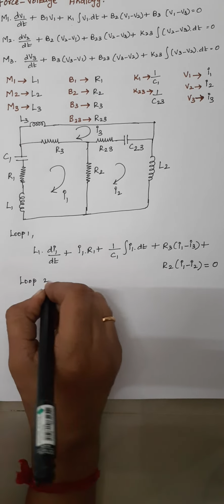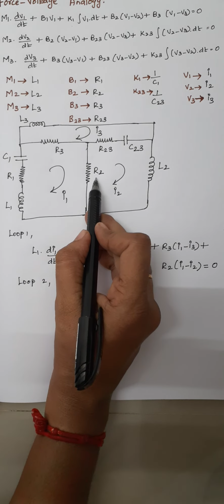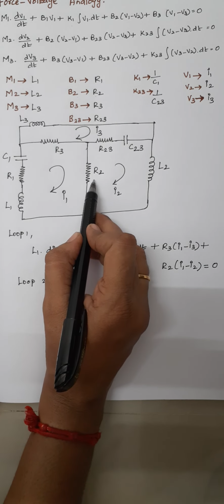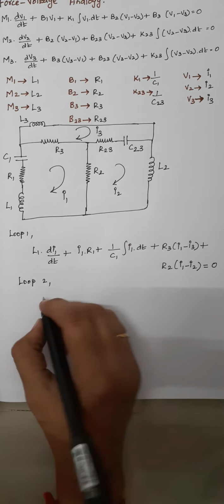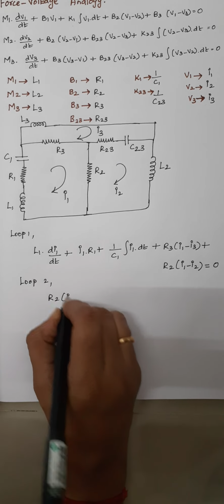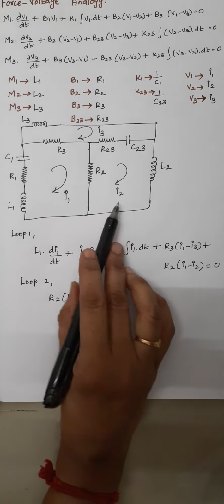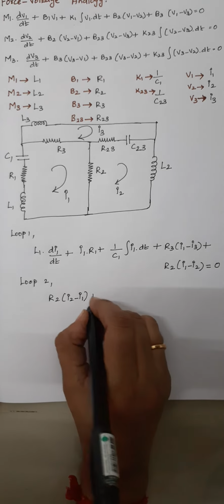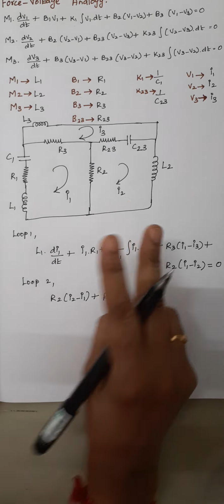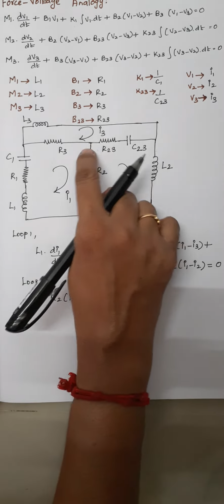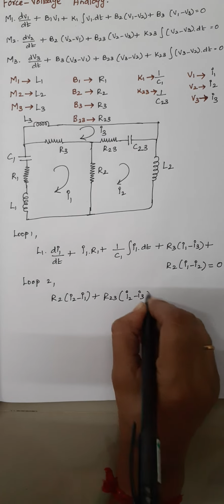Next one is considering loop 2. When you consider loop 2, again here we are having R2 and through this R2 there are 2 currents flowing. One is I1 and another one is I2. So here I have to write it as R2 into I2 minus I1. I2 should be written first because we are considering loop 2. And next one is consider R23, and through this R23 also there are 2 currents flowing, one is your I2 and another is your I3. So here you have to write it as I2 minus I3.